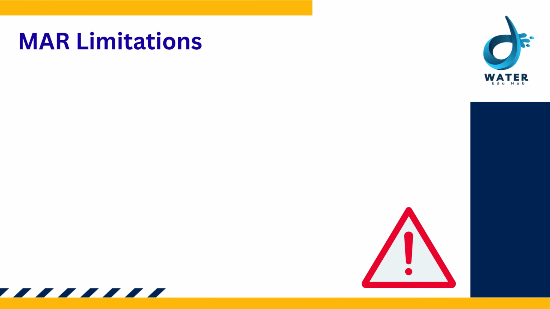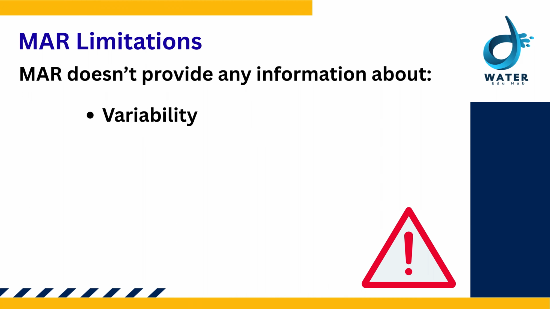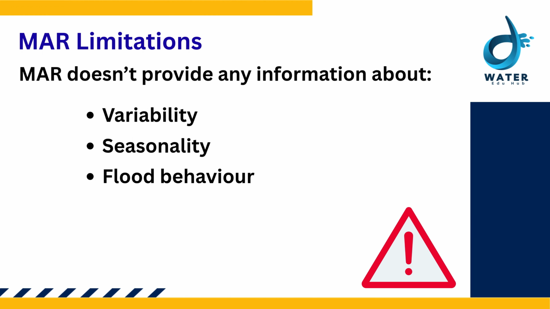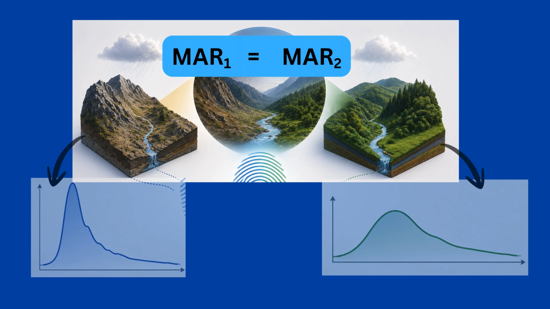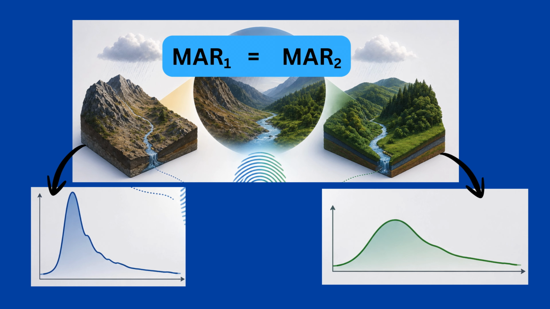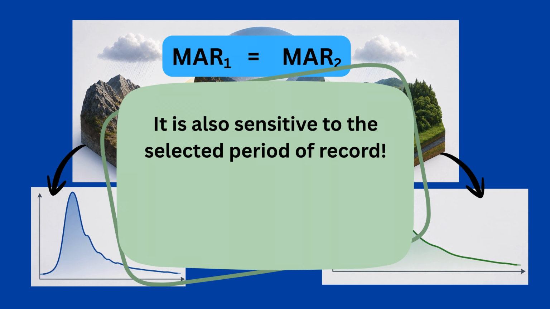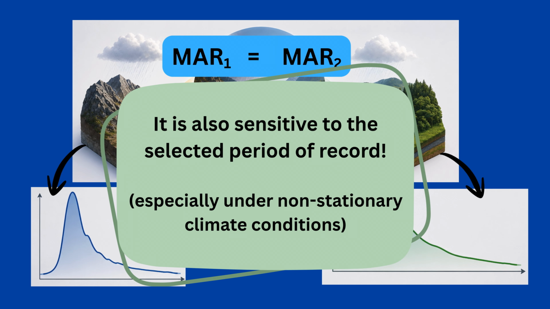However, MAR provides no information about variability, seasonality, or flood behavior. Two catchments with the same mean annual runoff may exhibit completely different streamflow regimes. It is also sensitive to the selected period of record, particularly under non-stationary climate conditions.